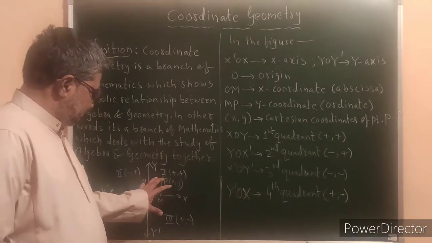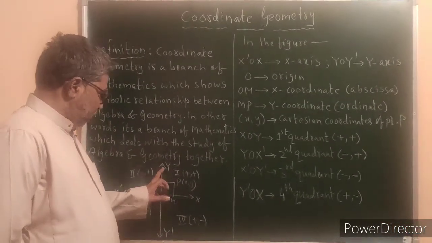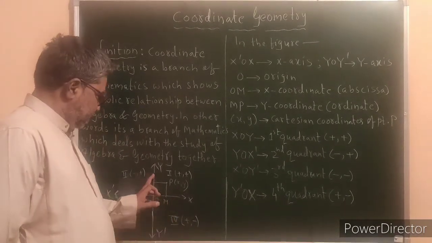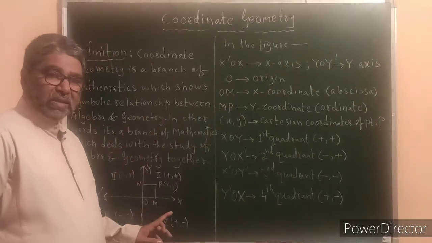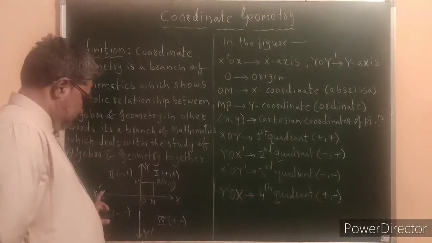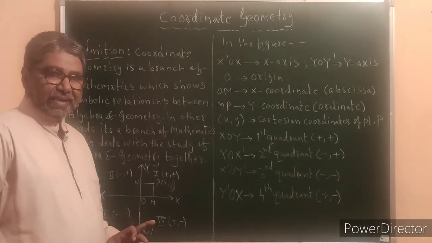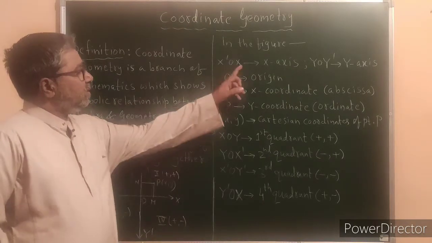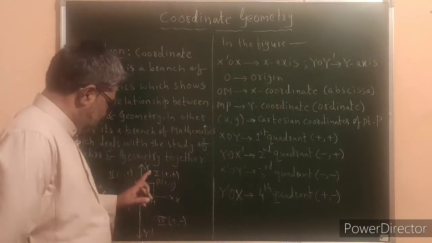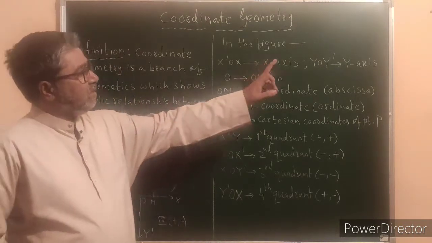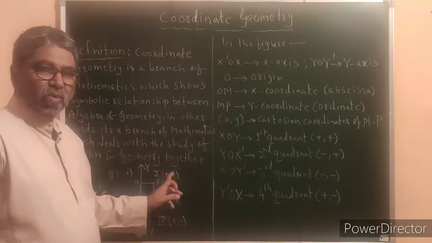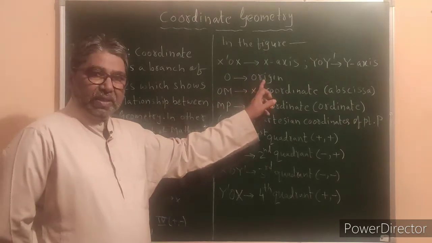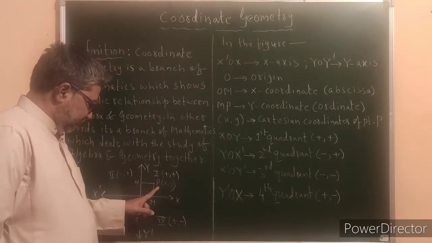So here is a figure which shows two lines which are perpendicular to one another. Vertical line is called y-axis, and horizontal line is called x-axis. X dash O X is the x-axis and Y O Y dash is the y-axis. These two lines intersect at a point O, and this point O is called the origin. Now one point P is taken.